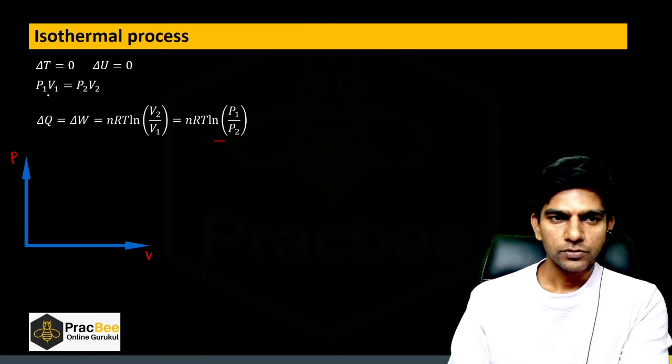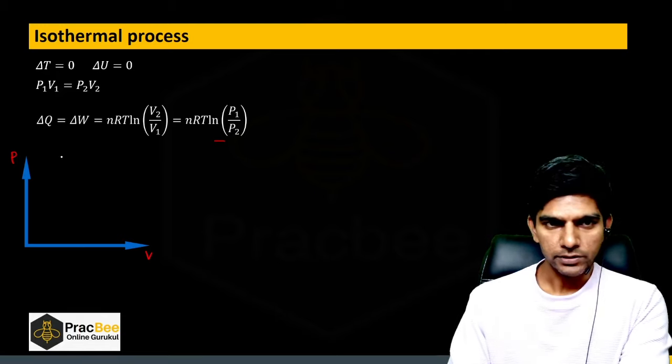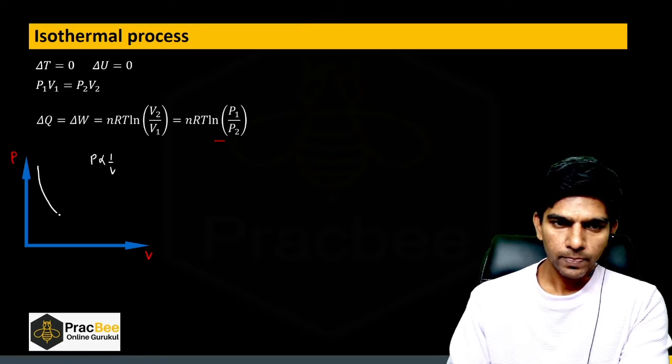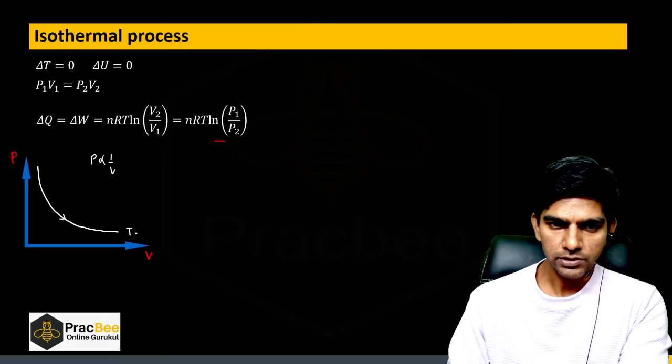Can you see? As the volume increases, pressure will decrease because P is inversely proportional to volume. So the graph will look like this. Let us say that for this graph, in this expansion, the temperature is T1.